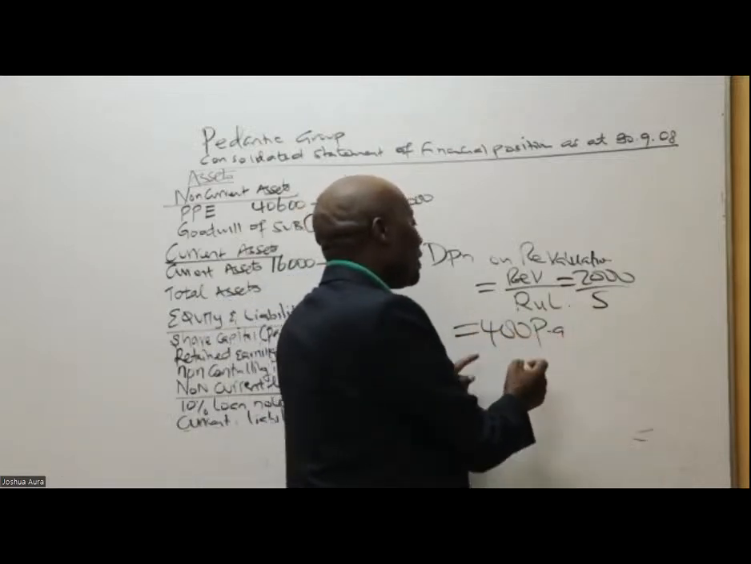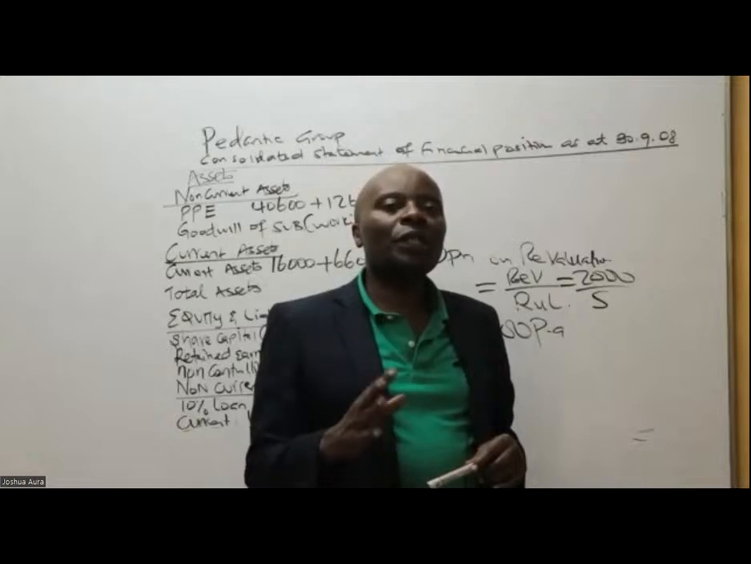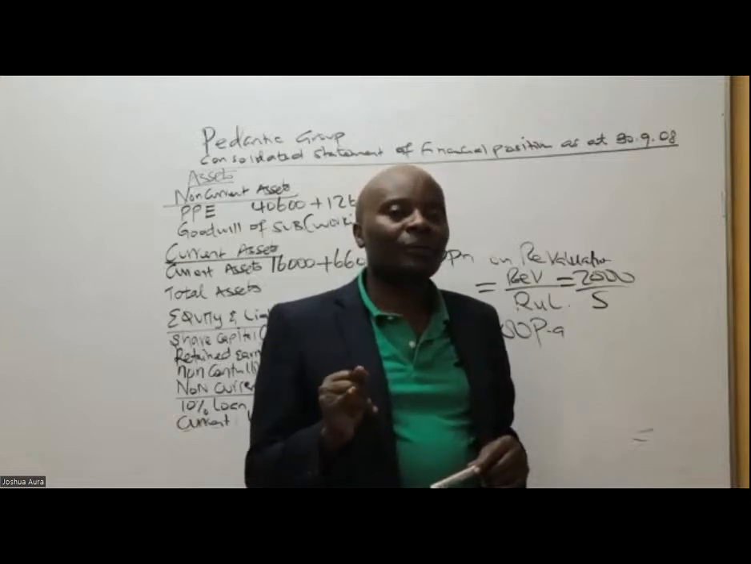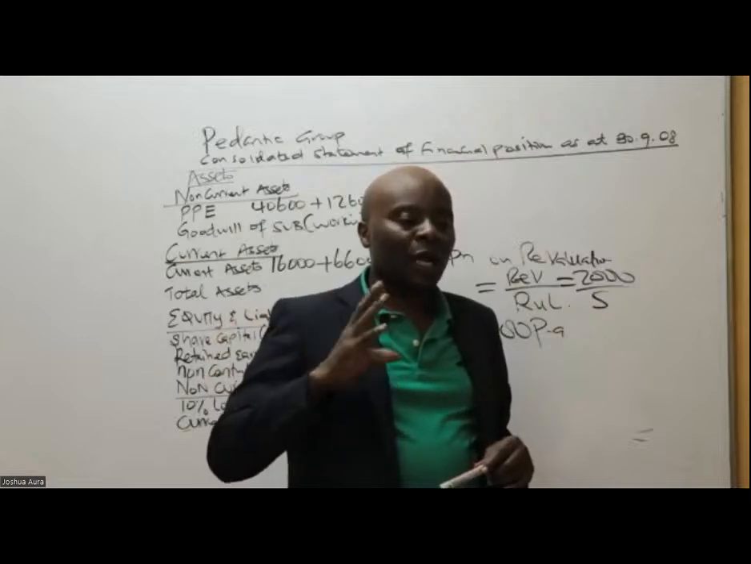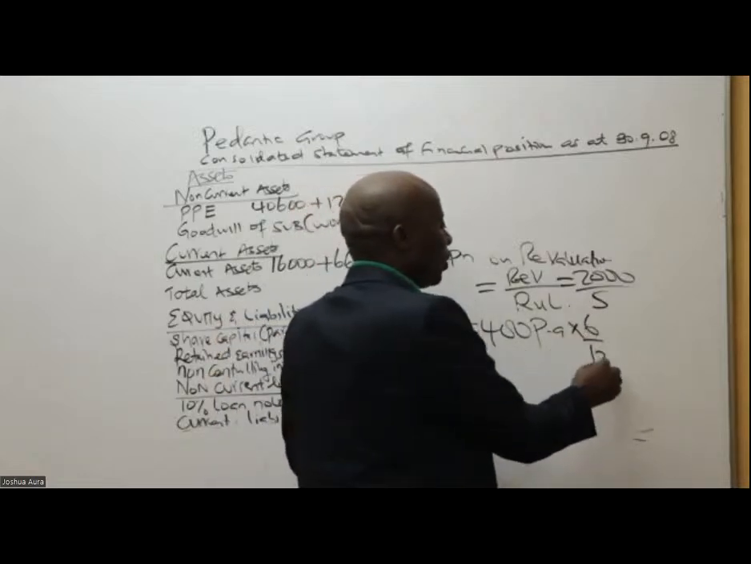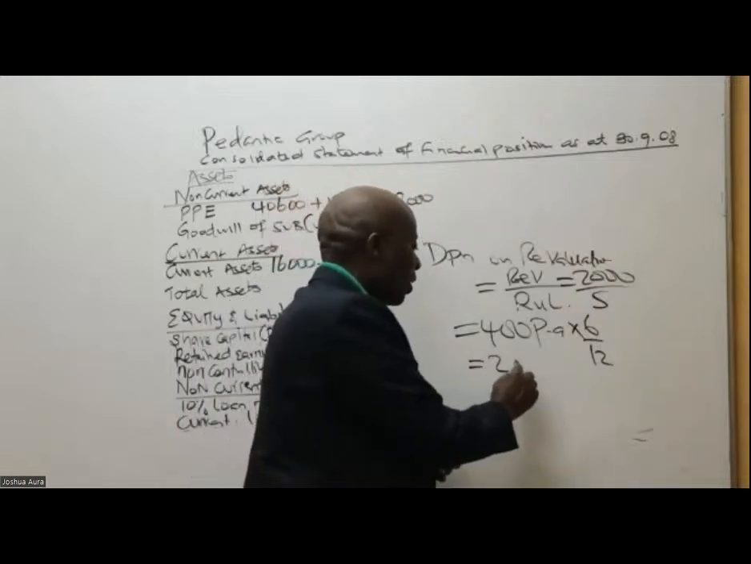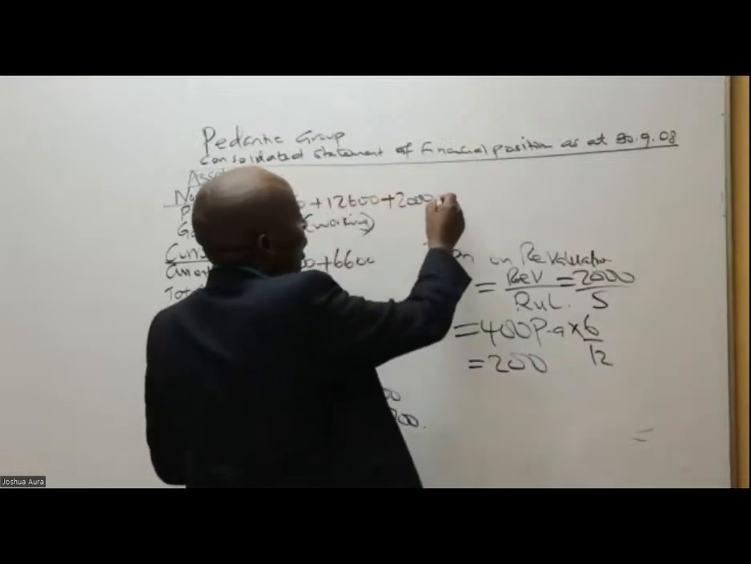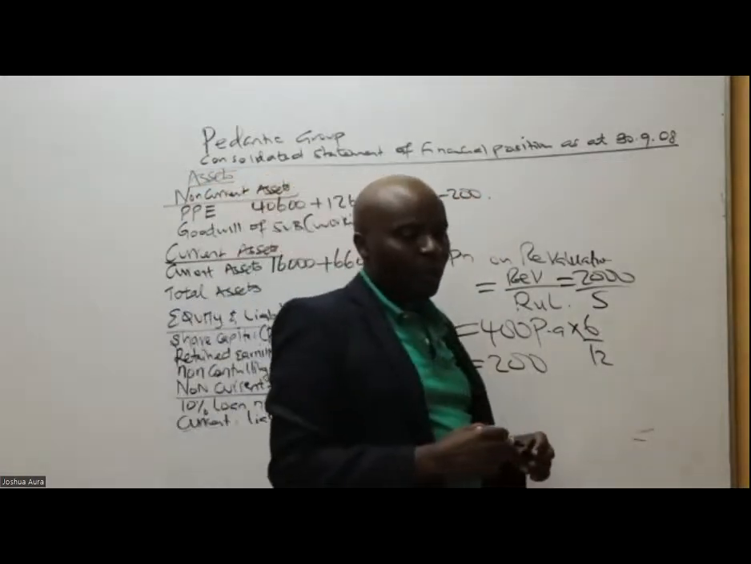But don't forget that this asset belongs to the subsidiary, and we stayed with the subsidiary for only 6 months. Depreciation normally accrues with time. So I must time apportion this to get the true depreciation figure that we should charge, which is 200. So what do you know about depreciation? You will come and subtract. Depreciation is loss in value.